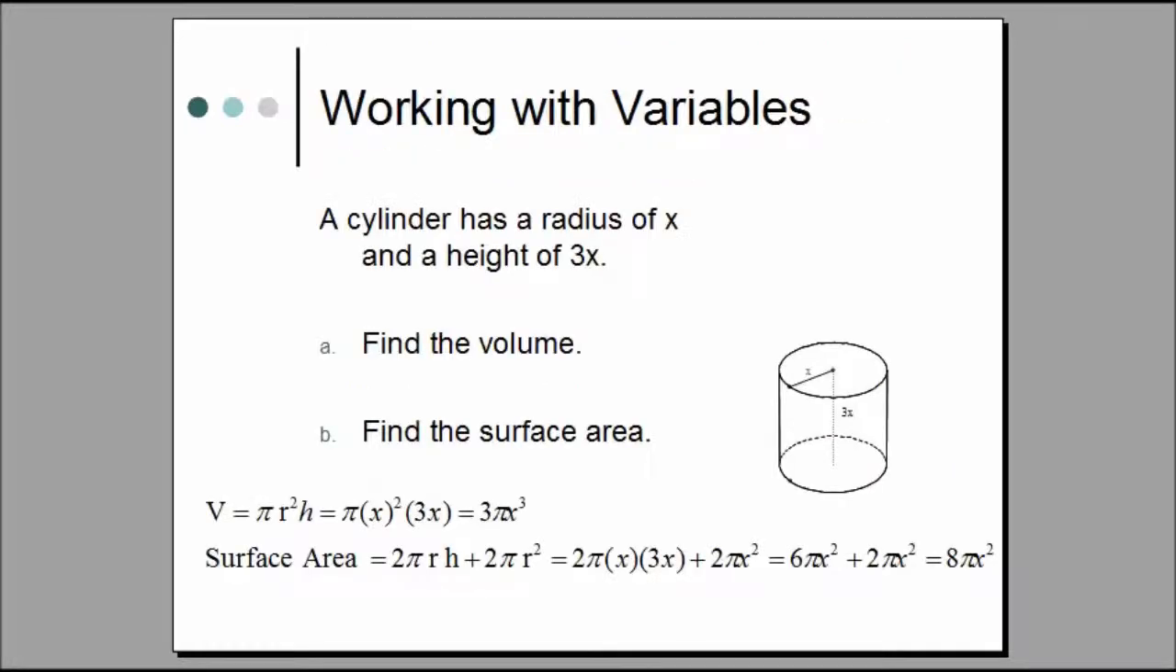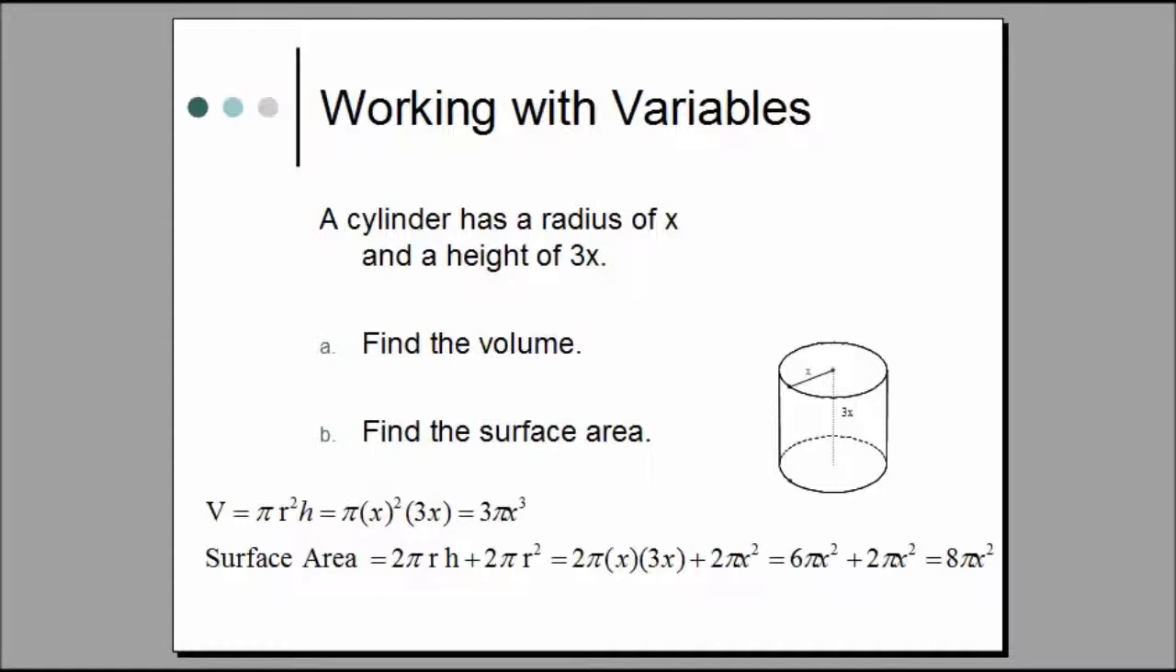Sometimes the SAT will ask you to work with variables. In this problem, a cylinder has a radius of x and a height of 3x, and we're asked to find the volume and the surface area. Volume, recall, is pi r squared h, which is pi. We replace r with x and we square it. We replace h with 3x, and doing the arithmetic gives us 3 pi times x cubed.